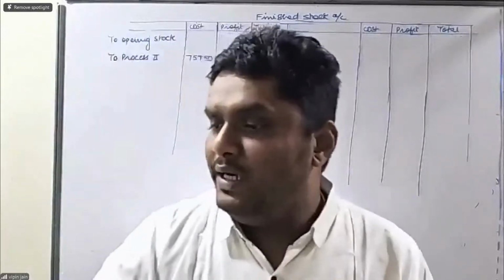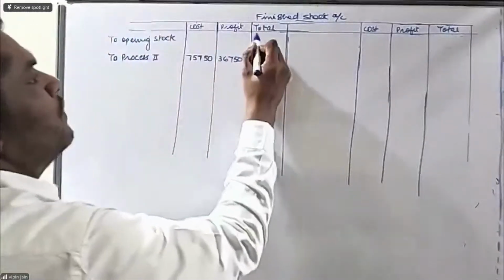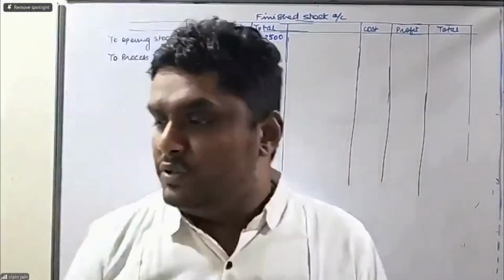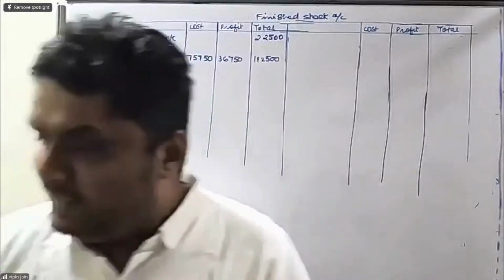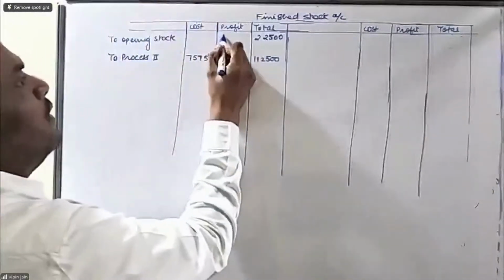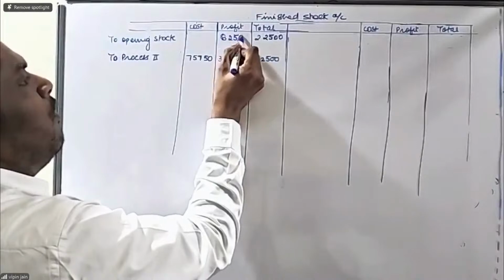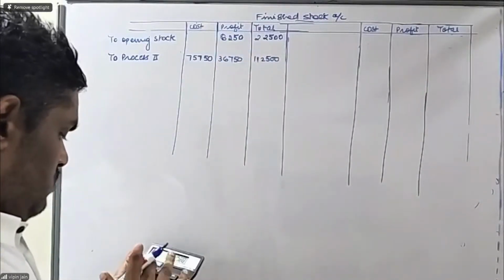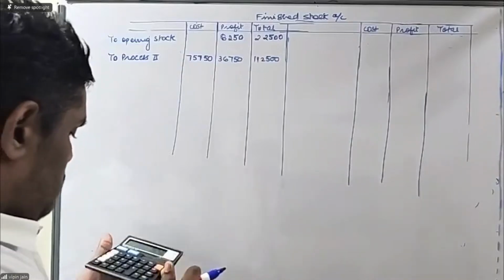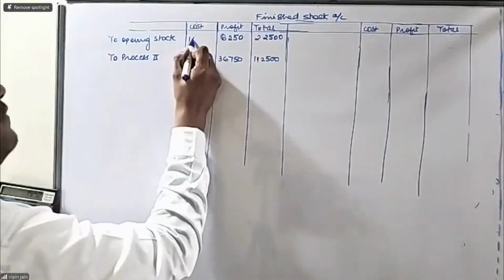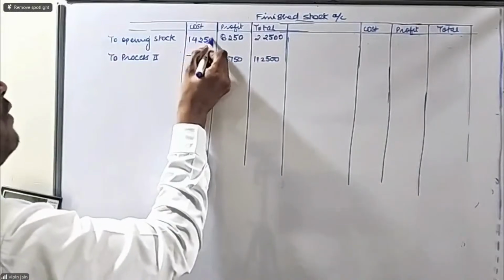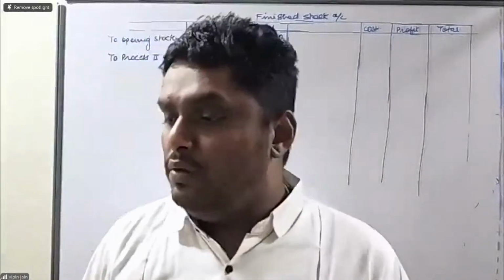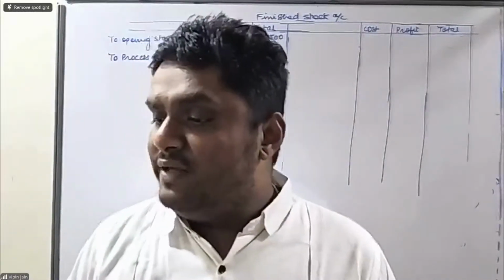Now opening stock is 22,500. Inter-process profit included in opening stock is 8,250. So this will be 14,250. Now it's just a simple finished stock account. Further, the closing stock is 11,250.